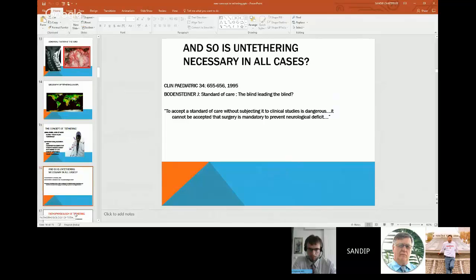The next question, of course, is in these dystrophic children who have a tethered cord, is untethering necessary in all cases? And there's a beautiful article published in Clinical Pediatrics in 1995, the title of which is self-explanatory, which says, referring to untethering in dystrophic spine, it says, standard of care, the blind leading the blind. And in conclusion, it says to accept the standard of care without subjecting it to clinical studies is dangerous. It cannot be accepted that surgery is mandatory to prevent neurological deficit.